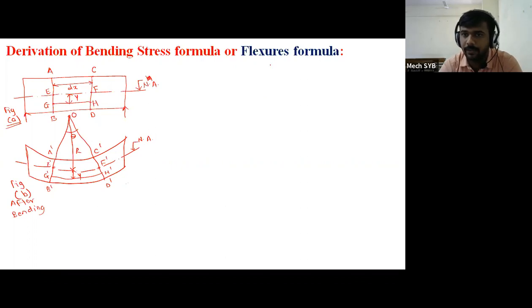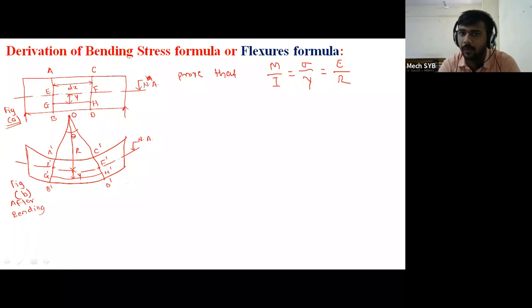So here I will write: prove that M upon I is equal to sigma upon y is equal to E upon R.